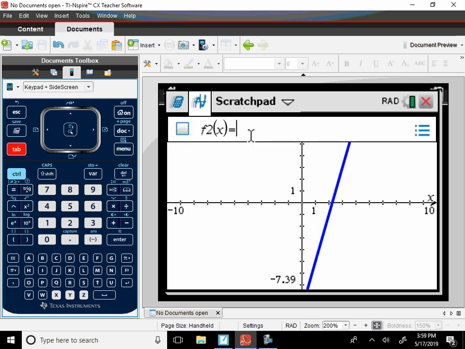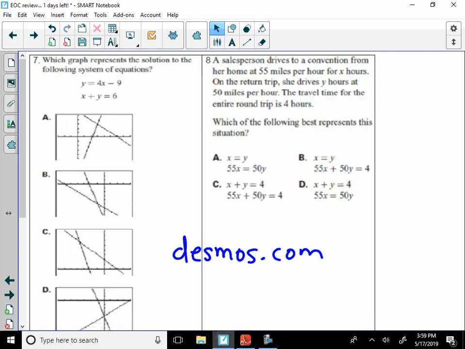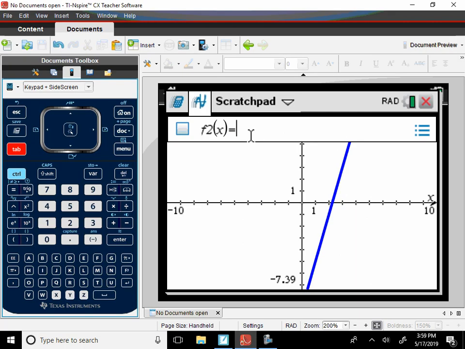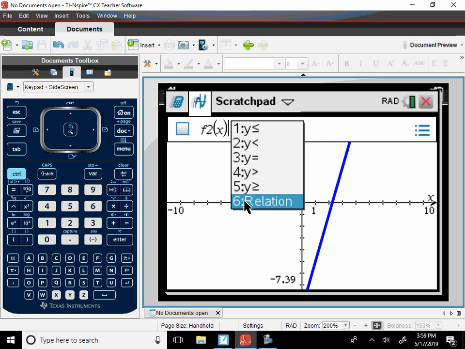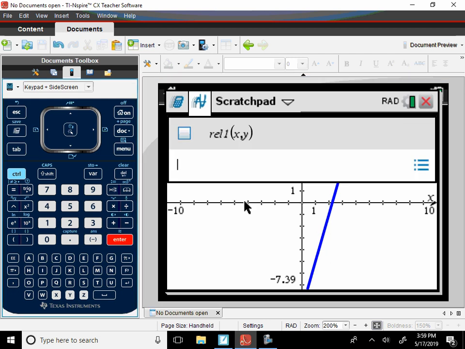Check this out. This next equation does not start with y. It starts with x. So it's actually a relation, not a function. So to get rid of this f, I'm going to hit delete once and change it to relation. I don't want to start with y, aka f. I want to start with x. X plus y equals 6.